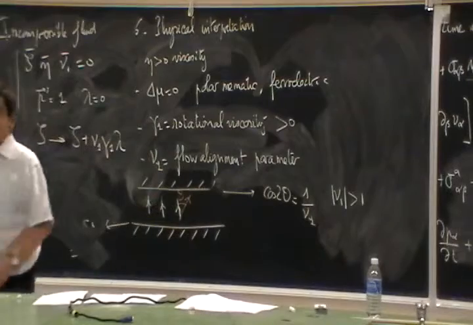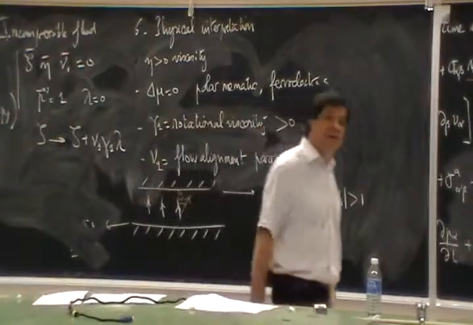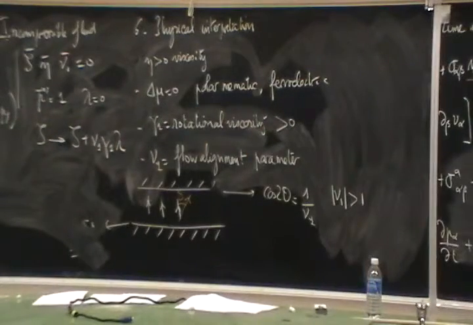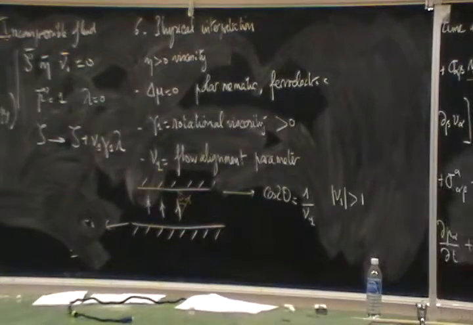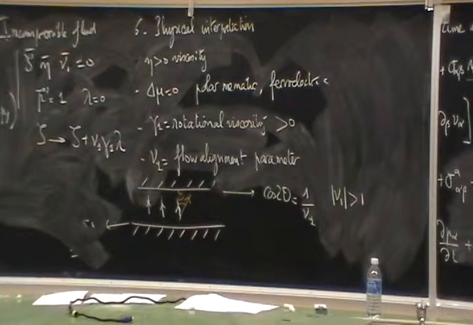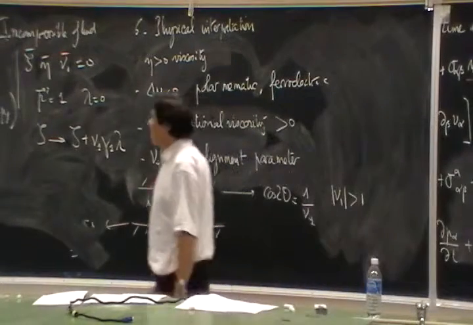Excuse me, how are you sure that nu 1 is not a function of the shear itself? Oh, how can you make sure? That's a very nice question. So what I've been doing from the beginning is a linear hydrodynamic theory. Okay. So in a linear hydrodynamic theory, all the relationships have to be linear.